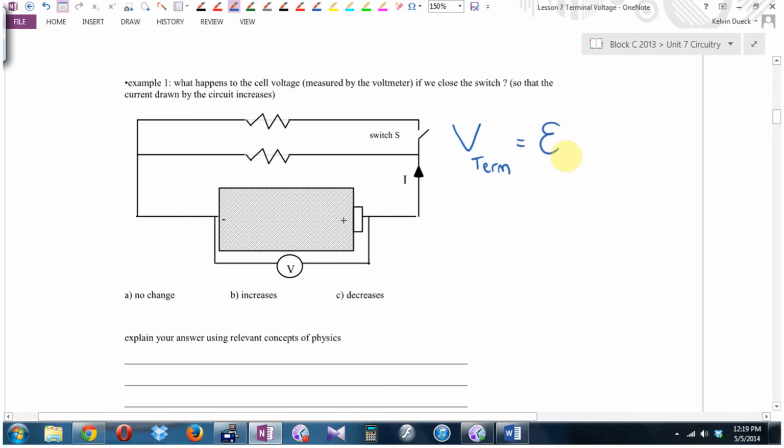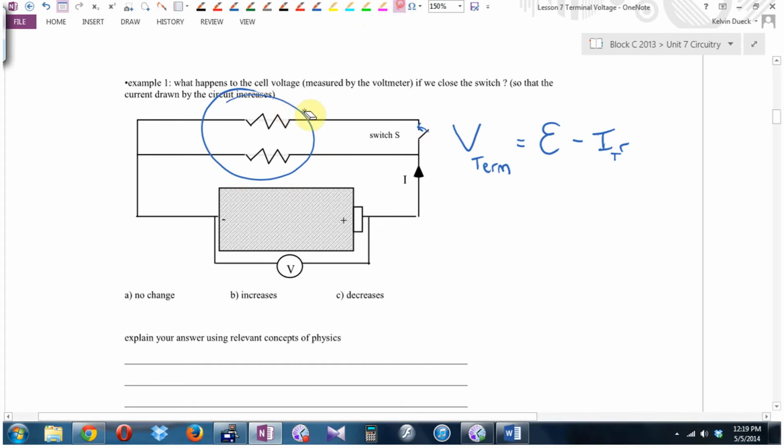Before you hook anything up, EMF minus what you lose going through the battery. And I'm going to say, by the way, this is I total. Okay? So here's the question. When you close this switch, are you adding a resistor or subtracting a resistor? Adding. In parallel or in series? This is important. The resistor that you're adding, is it in parallel or in series?